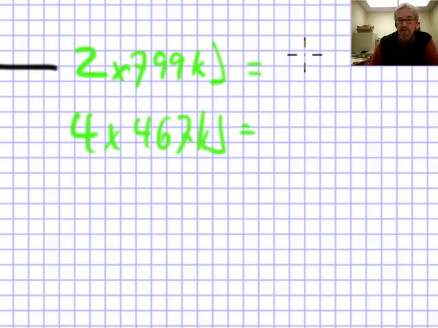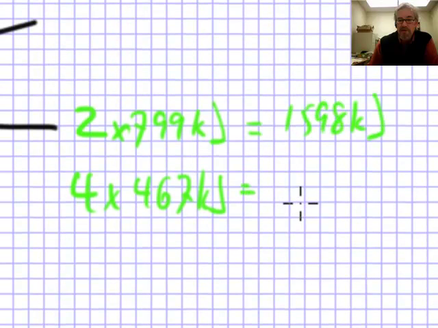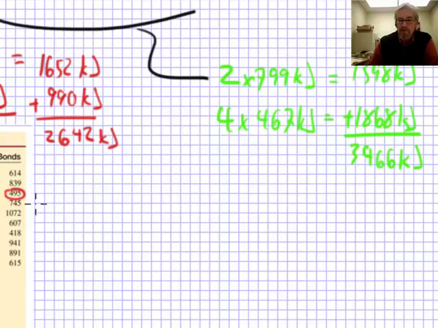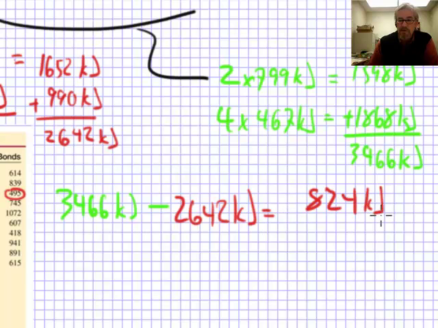Multiply these out. 1,598 kilojoules for the CO bonds and 1,868 kilojoules for the OH bonds. When I add the two together to get the total energy that's released, I have 3,466 kilojoules. So overall, I will have 3,466 come out of the system, and I will have to put in 2,642 kilojoules. The net is 824 kilojoules will be released per mole that burns.